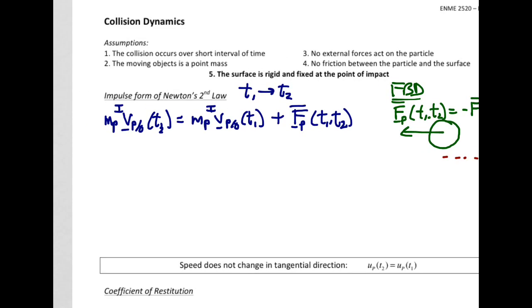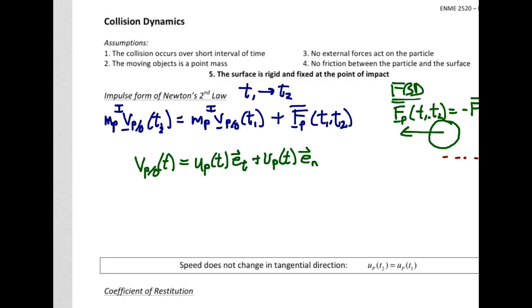We also need to define our speeds in terms of the collision frame. And so our velocity of P with respect to O, at any time t, is going to be the speed, u_P, and this is in the tangential direction, plus the speed, v_P, and this is in the normal direction.